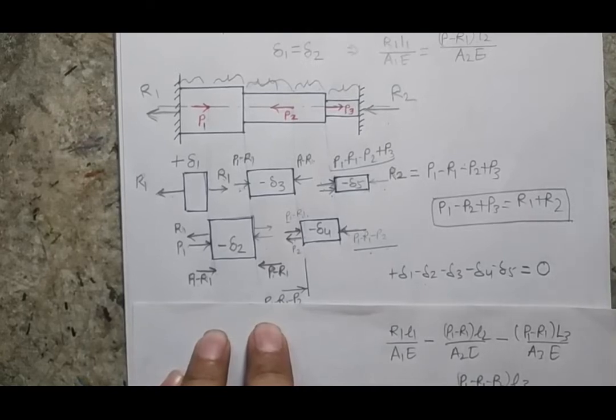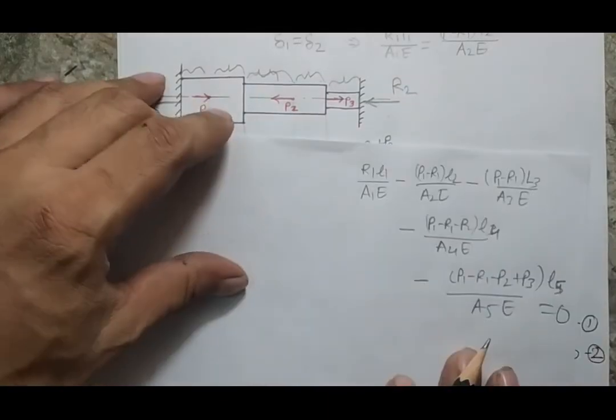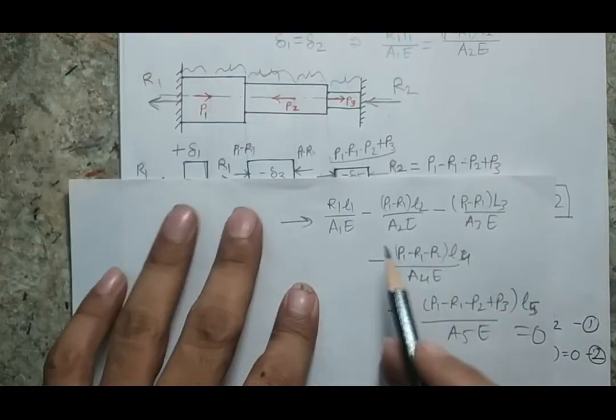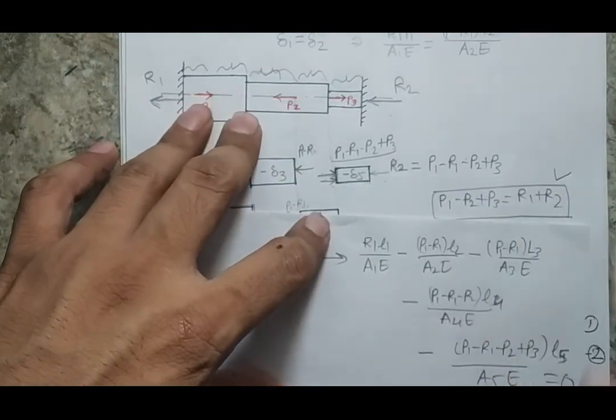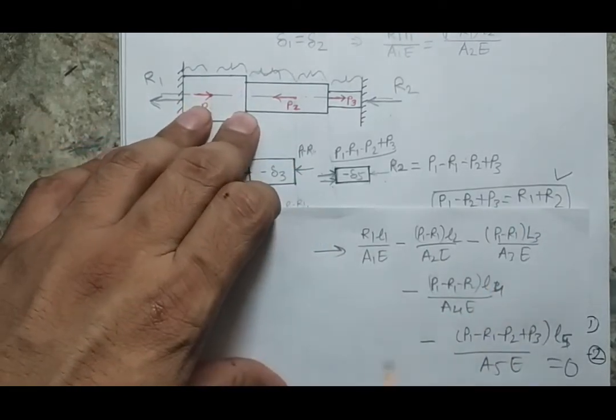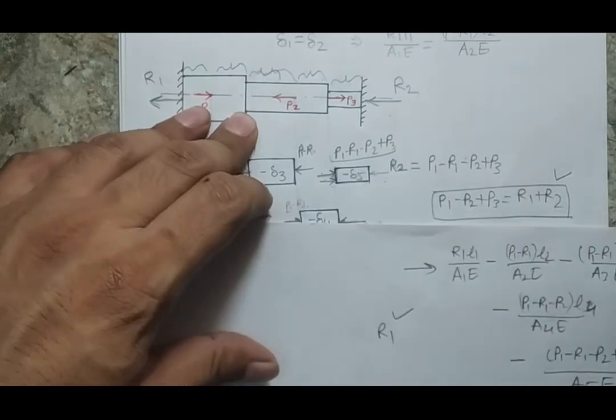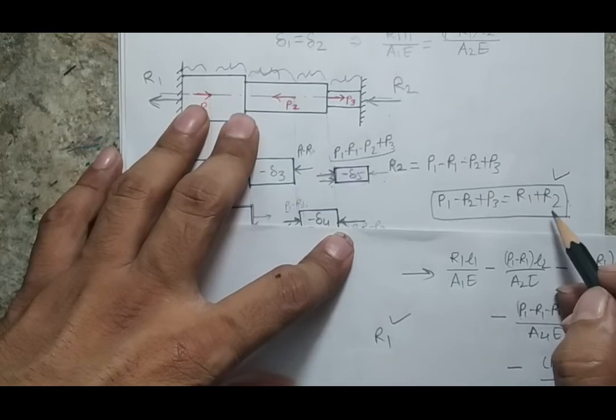So this would be L4, L5, this is L4 and A5E. Finally it will be 0. So this would be my final equation for the deformation, where I have already considered my force balance equation. So when I solve this equation, I am going to get the value of R1. Once I get the value of R1, I can use this equation to get the value of R2.